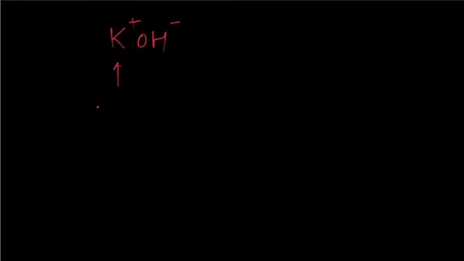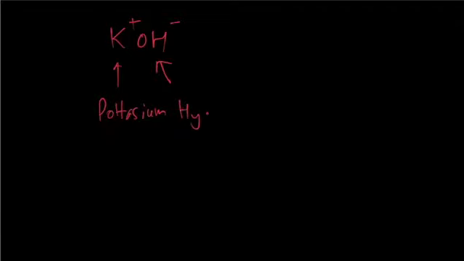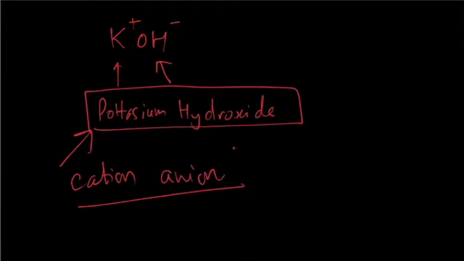This is called potassium, right? And OH is called what? Hydroxide. Hydrogen and oxygen is there. This is called potassium hydroxide. Are you getting a gist of it? How to name them? First, we have to name the cation, followed by anion. Okay? Potassium hydroxide. Just like that. Very easy.